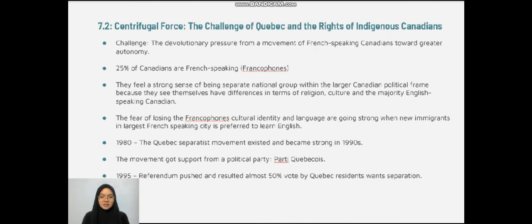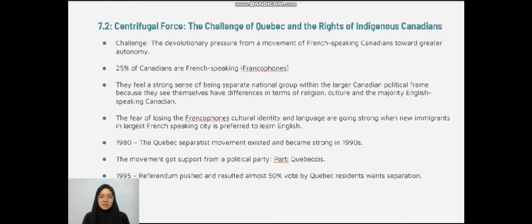The next issue is centrifugal force, the challenge of Quebec and the rights of Indigenous Canadians. The greatest ethnicity-related challenge confronting the Canadian federal government and the unity of the country is the devolutionary pressure from French-speaking Canadians toward greater autonomy. Around 25% of Canadians are French-speaking descendants of the French settlers, also known as Francophones, who came to the area during the earlier stages of European development in the region.